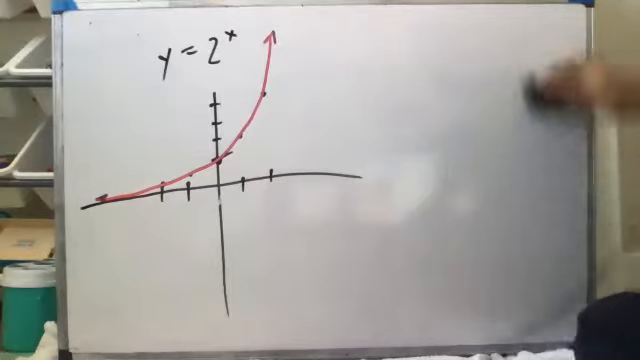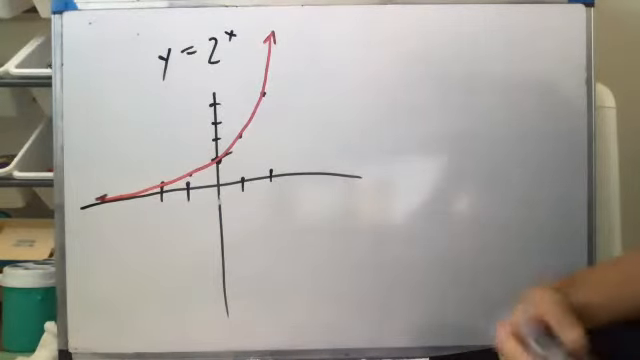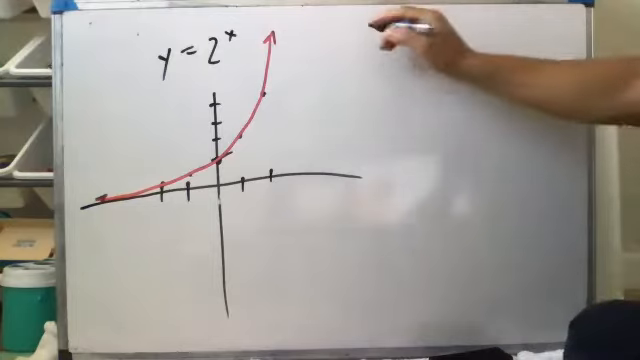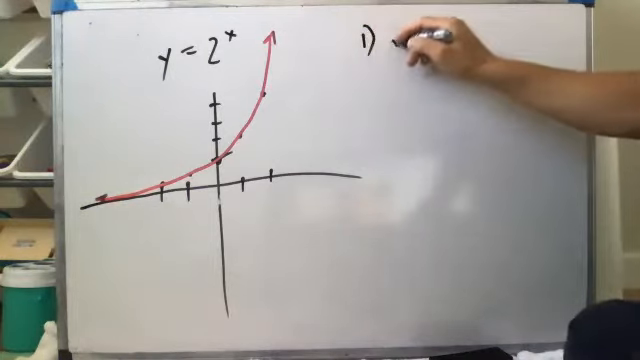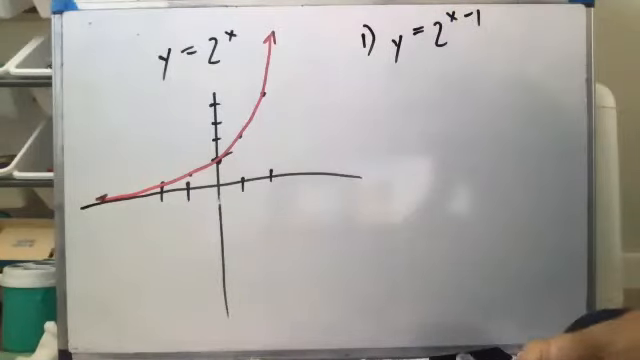All right, so let's move on to question number 1 on the back of your page, your second page. All we're doing is graphing a different version of y equals 2 to the x. So we're graphing y equals 2 to the x minus 1.